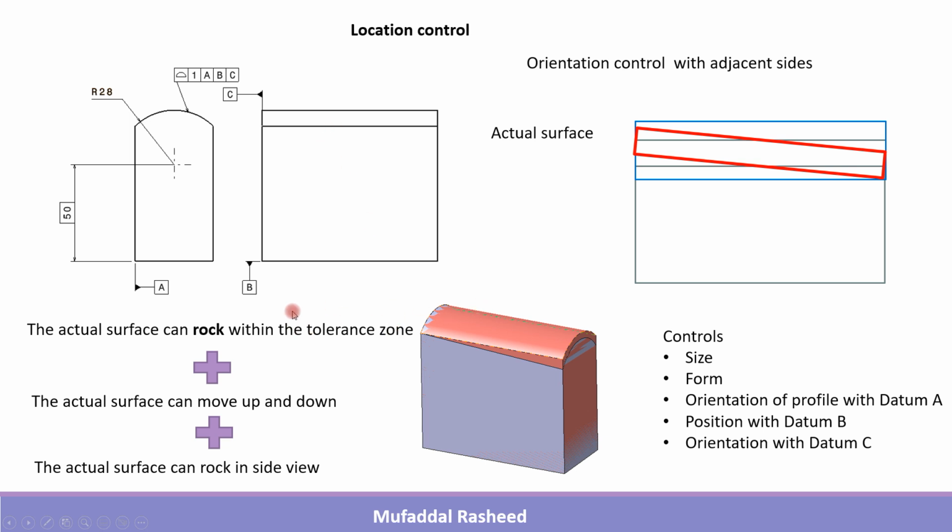In this case, orientation is being controlled with respect to datum feature A separately, and orientation with respect to datum feature C is controlled separately.